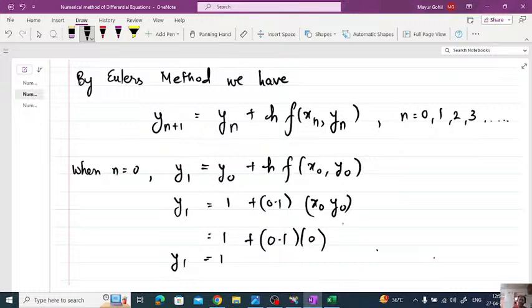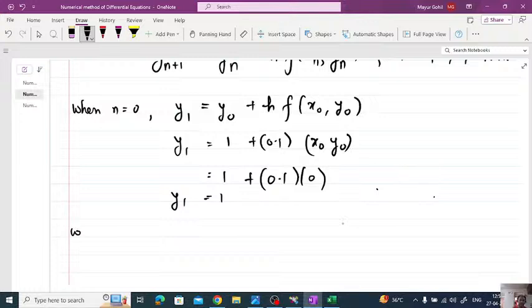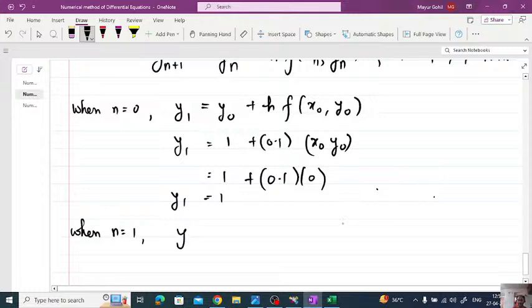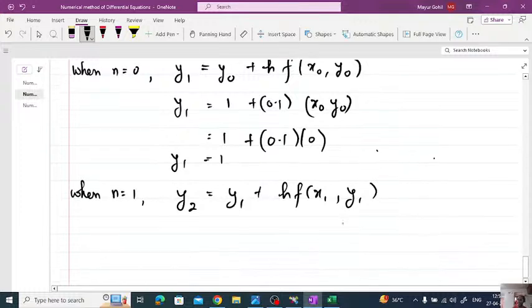तो ये y1 आ गया. अभी यहाँ पर नेक्स्ट, व्हेन n इज इक्वल टू 1, तो n इज 1, तो अब क्या होगा, y2 इक्वल टू y1 प्लस h टाइम्स f ऑफ x1, y1. तो h टाइम्स x1 y1 क्या करेंगे, x1 कितना हो जाएगा, x1 will become x0 plus h.